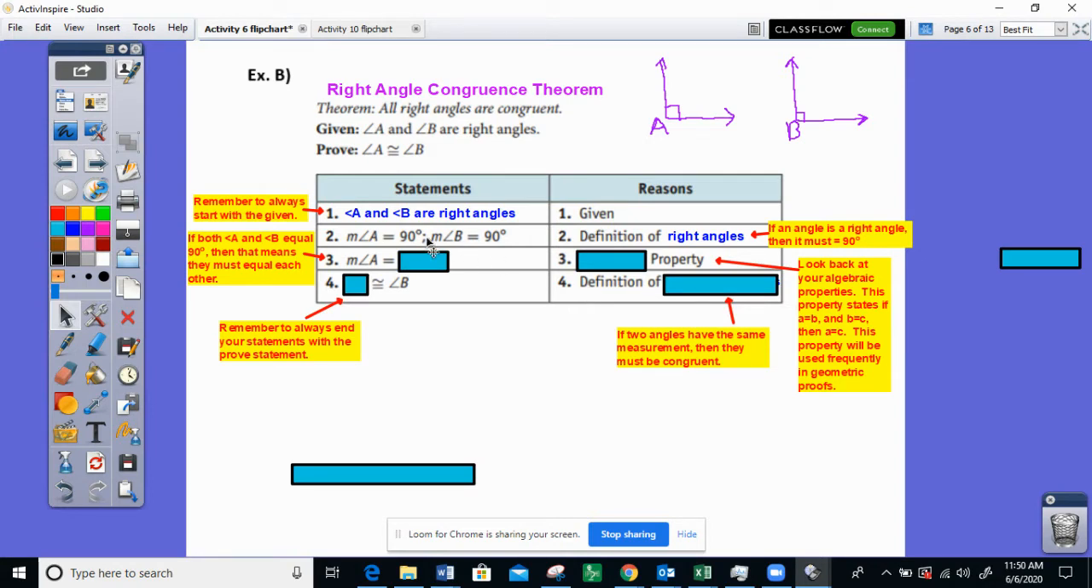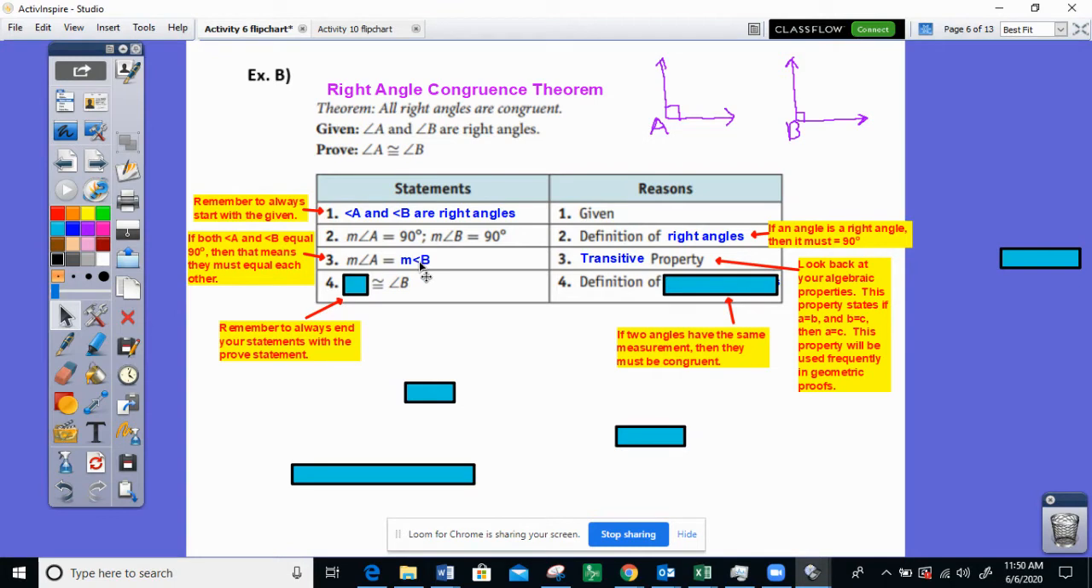All right, so if the measure of angle A equals 90 degrees and the measure of angle B equals 90 degrees, then the measure of angle A has to equal the measure of angle B. And that's true because of the transitive property. If the measure of angle A is equal to 90 degrees, and 90 degrees is equal to the measure of angle B, the only way for both of those statements to be true is if the measure of angle A equals the measure of angle B.